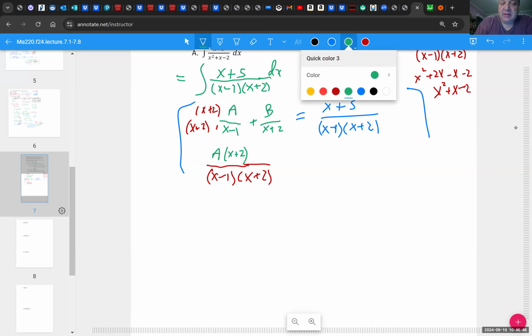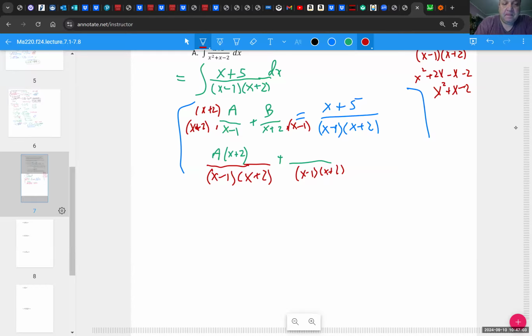And then I get a plus another fraction with the same denominator. Same denominator is going to be x - 1, x plus 2. To get this denominator the right way, I have to multiply by x - 1. And if I multiply the bottom by x - 1, I have to proportionally multiply the top by x - 1. And I'm going to get, well, b times x - 1. Again, I don't really need to multiply it out. And remember, this is equal to x plus 5 over x - 1, x plus 2.